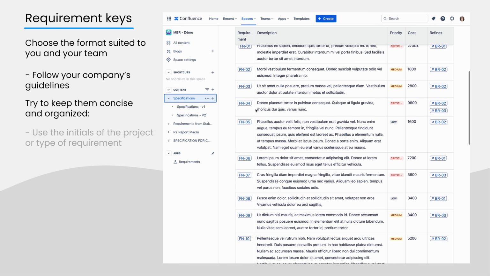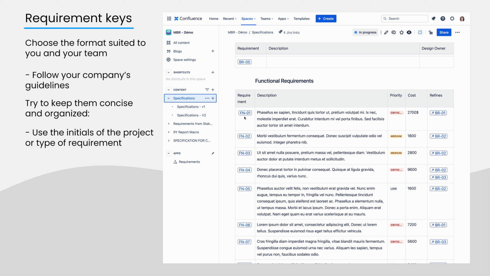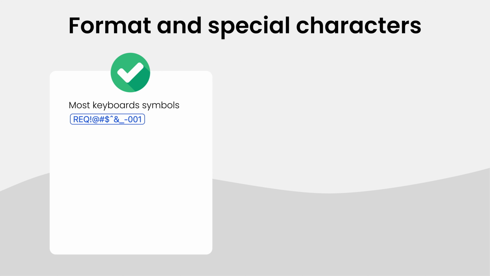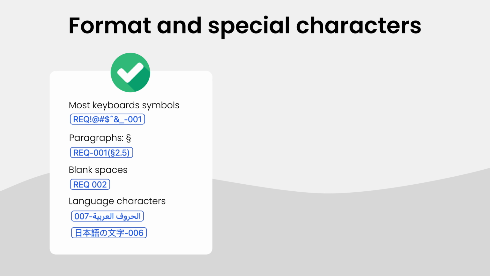We usually put the type of document or requirement in the prefix of the key and numbers to organize them. Requirement keys can support most keyboard symbols. For example, the paragraph symbol is often used to refer to a specific paragraph. We also support blank spaces. You can use various languages such as Arabic or Japanese characters. We do not support the % symbol, forward, and backslash.